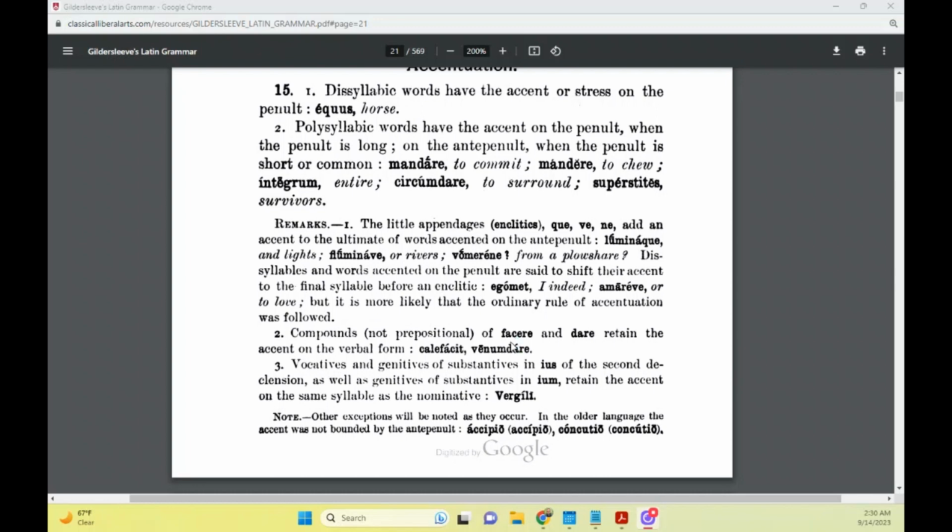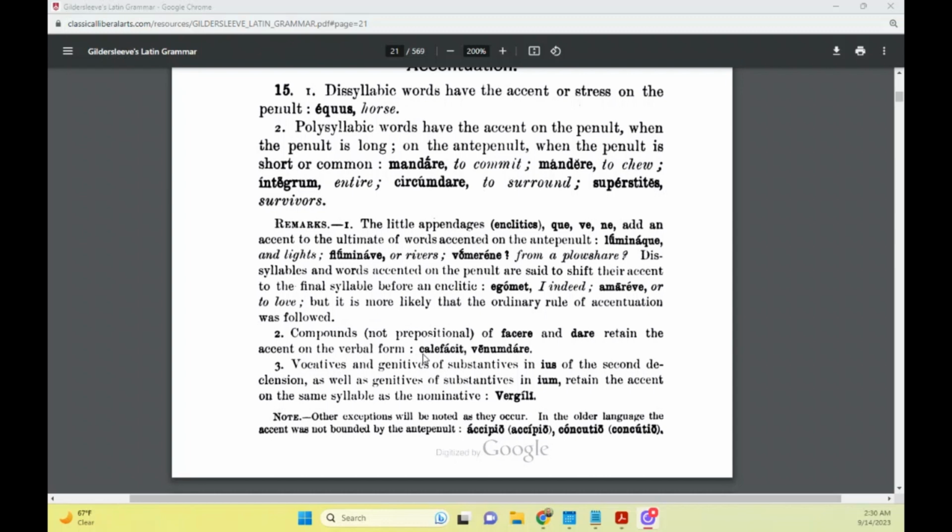Compounds of the verbs facere and dare retain the accent on the verbal form. Now this is going to be confusing to you because you haven't studied verb forms yet. But all that it's saying is when the verbs facere and dare are joined to other words to form compound verbs, the accent remains on the verb. And we're given 2 examples.